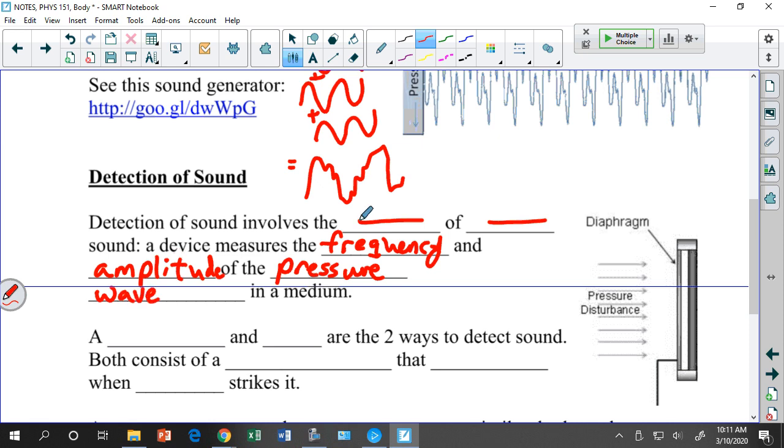So anytime you have a device that detects sound, like a microphone, all it's doing is detecting the amplitude of that pressure wave and also the frequency at which the pressure wave comes. So you need something that will move further if the amplitude is bigger, and that's what a microphone does, and is also sensitive enough to get all the different pressure variations in a wave. A microphone and an ear are two ways to detect sound, and both consist of a diaphragm that vibrates when a sound strikes it.